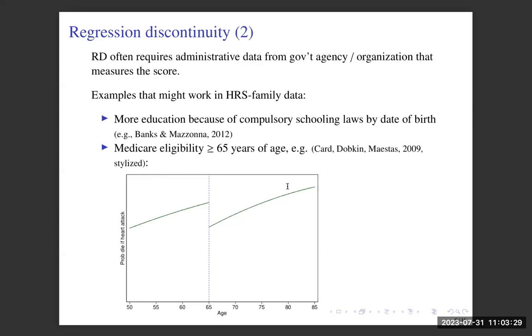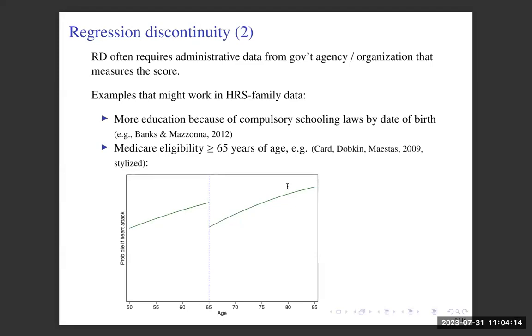But there are some examples that might work in the HRS family data. Age and date of birth are the ones that typically work best. Here I listed two examples. One is compulsory schooling laws, which say that if you were born after a certain date, then you have to spend a year more in school than if you were born before that date. That has been used, for example, to look at the effect of schooling on late life cognition.